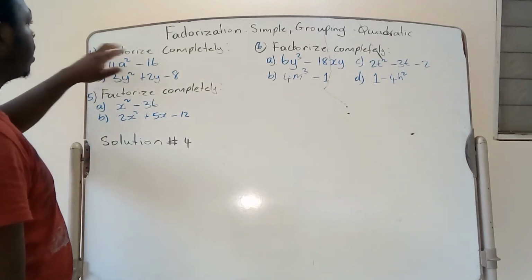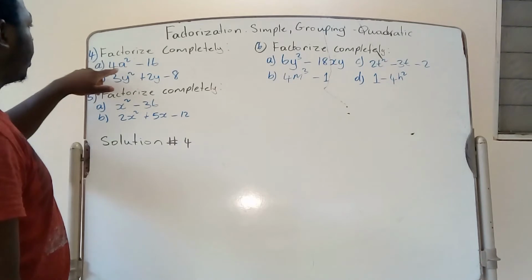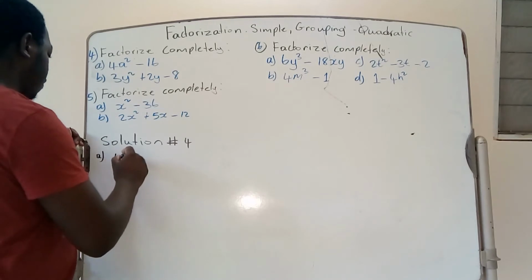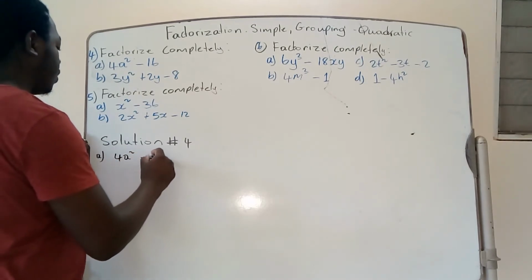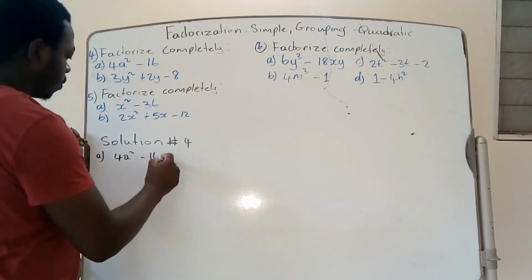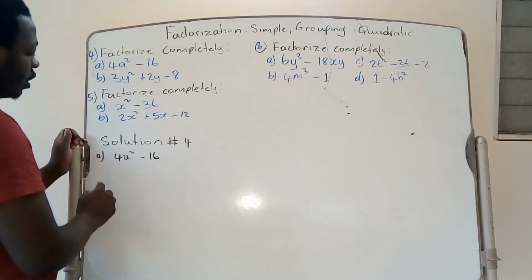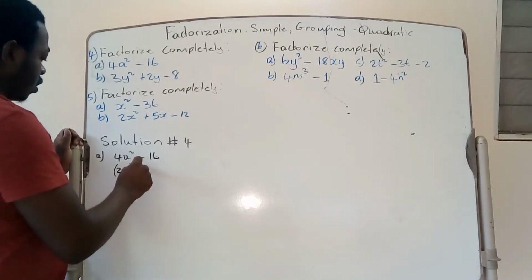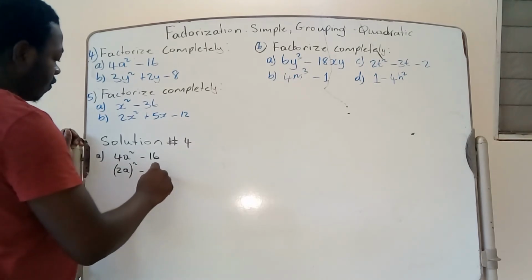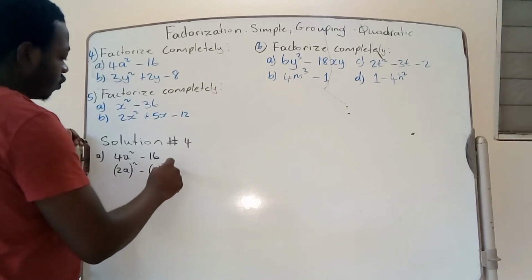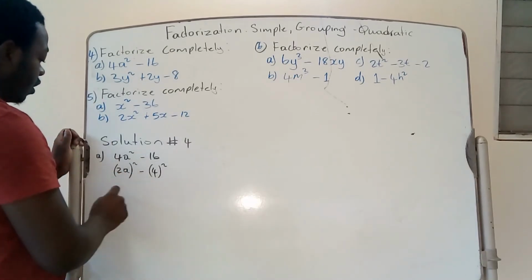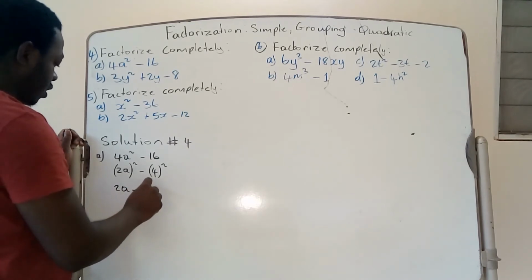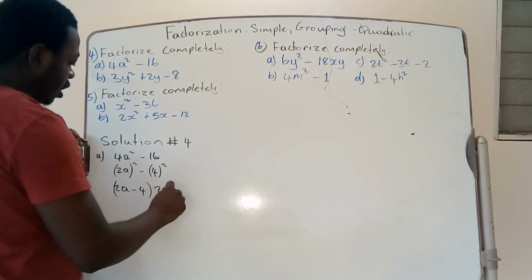Question 4. Factorize completely. Part A. 4a squared minus 16. Now this is a difference of 2 squares. So you know they squared 2a to give you 4a squared. They squared 4 to give you 16. So therefore the factors are 2a minus 4 and 2a plus 4.